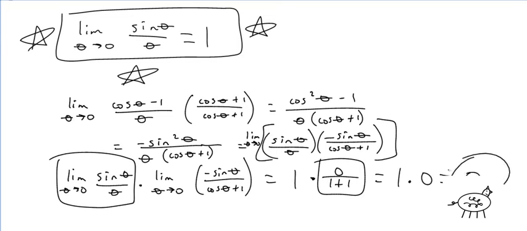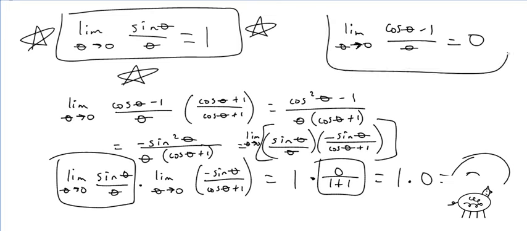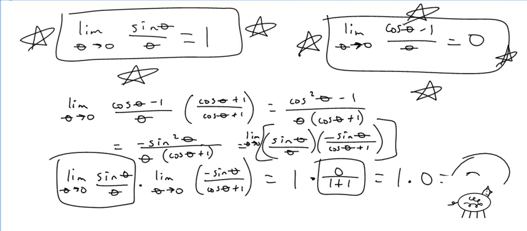So the answer to this whole thing, let me write this out again. Limit as theta approaches 0 of cosine of theta minus 1 over theta is equal to 0. Okay? That is another important one, math fans. I would put some stars next to this one because you need to know this one. Alright? So let's do our last one.